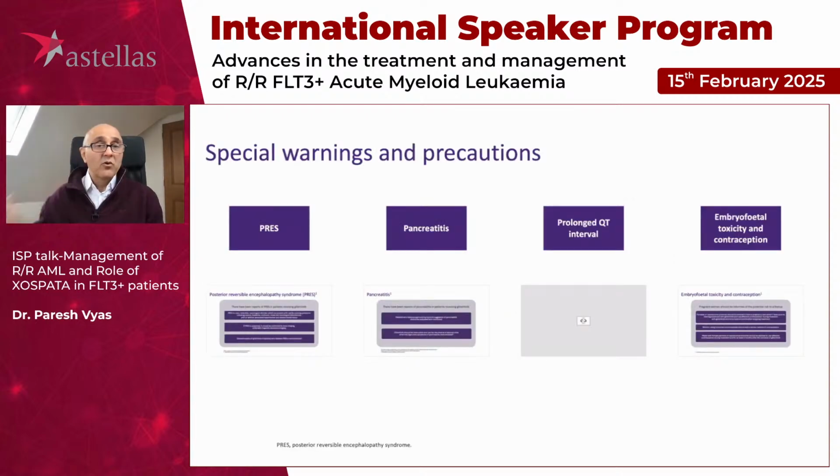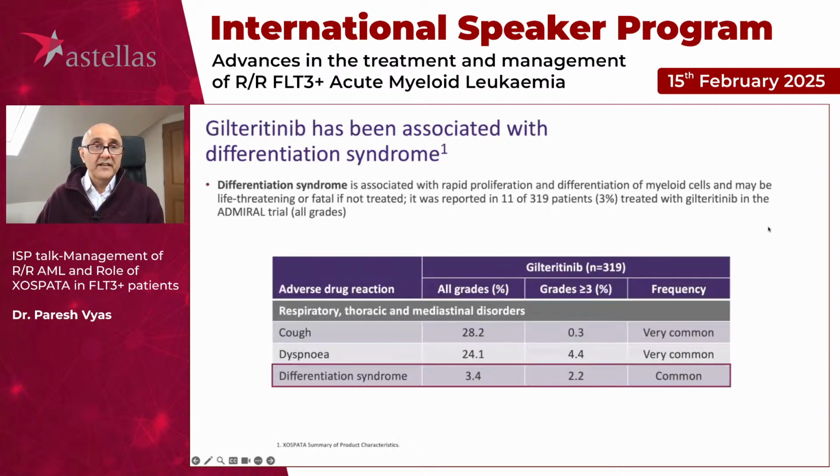There are some special warnings and precautions. I'm going to talk about differentiation syndrome, but I'm also going to talk about PRES, and just say a quick word about pancreatitis, prolonged QTc and contraception. So there is definitely a small number of patients who achieve a response to gilteritinib and have differentiation syndrome, much like APL, or indeed with the menin inhibitors, which some of you may have used in clinical trials. About 2 to 3% will get differentiation syndrome.